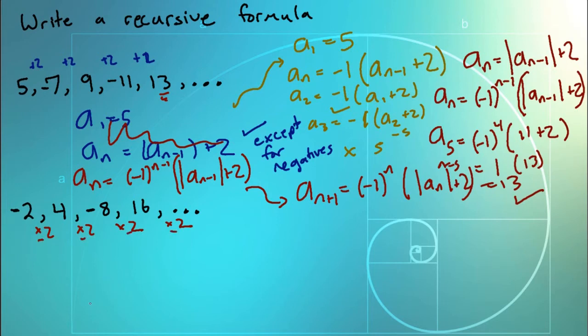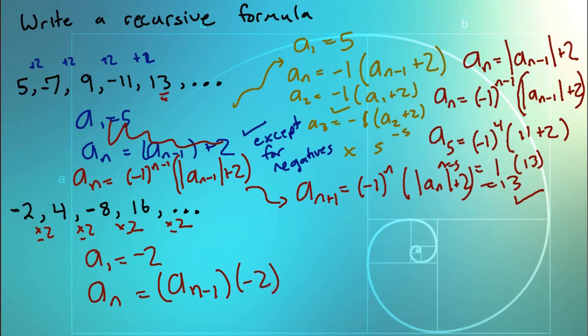So I could write a geometric formula for this one, but I want a recursive formula. So a sub 1 is negative 2. And then using a recursive formula, I do the previous term, but times negative 2. So that one was pretty easy. Sometimes they're hard, sometimes they're easy.